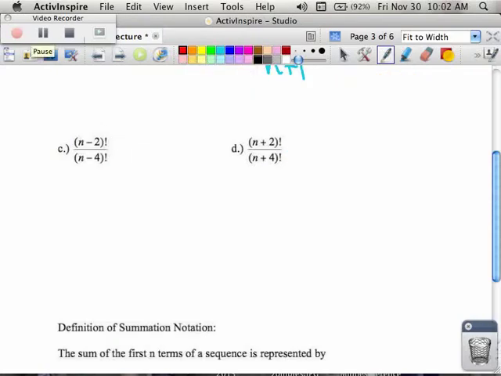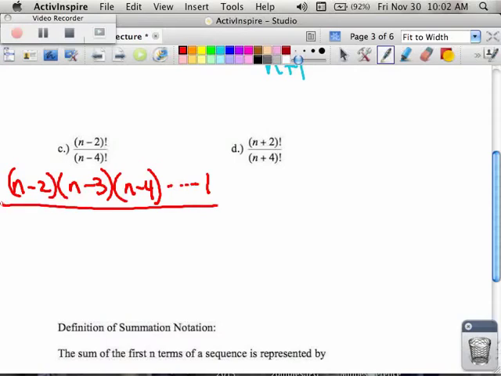Letter C. In letter C, I notice that I have an n minus 2. So that means I go n minus 2. And then if I want to go one less than n minus 2, it now becomes n minus 3, because that's 1 less than 2, right? Because I took away 1 more. And then n minus 4, and it keeps on going until I get to 1.